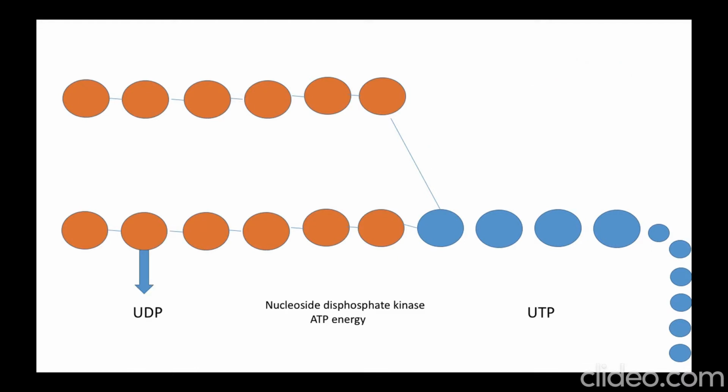A quick final step I want to talk about is the UDP and the UTP. UTP is used to activate glucose. So when the UDP is removed from the UDP glucose, once the glucose is added to a glycogen chain, the UDP has to be recycled back to the UTP. By who? By the enzyme nucleoside phosphate kinase, and this enzyme requires ATP energy.